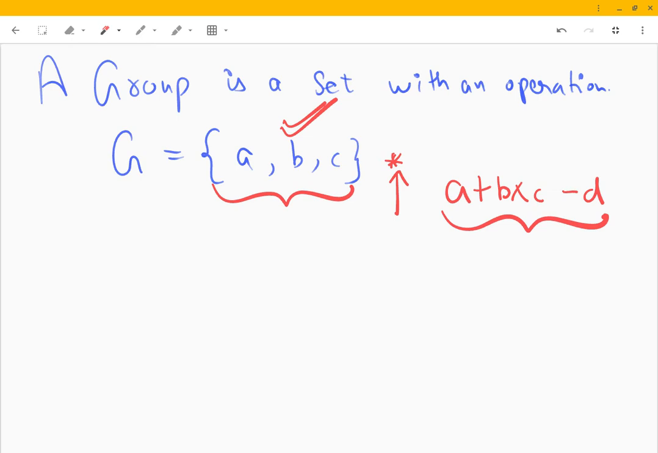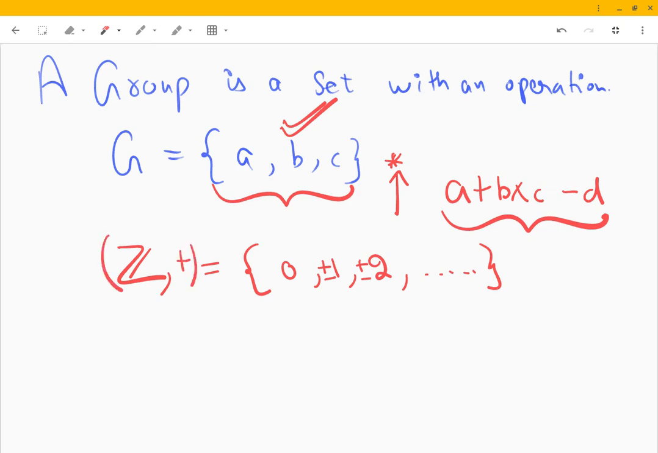Let me take a concrete example, say Z3. So this contains 0, 1 and 2, right? So the operation for Z3 is addition modulo 3. Okay, addition modulo 3, and maybe you are not aware of the modulo. So let's take the set of integers 0, then plus minus 1, plus minus 2, and so on. And the operation I'm defining on it is addition, right? This is how we write it.